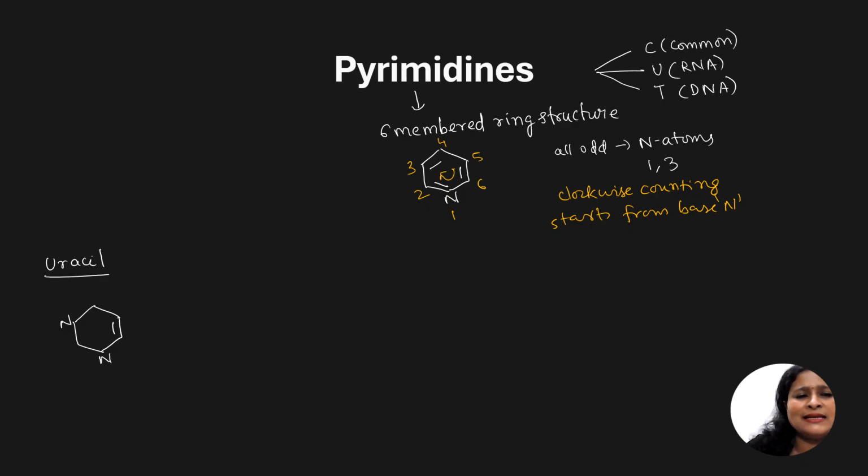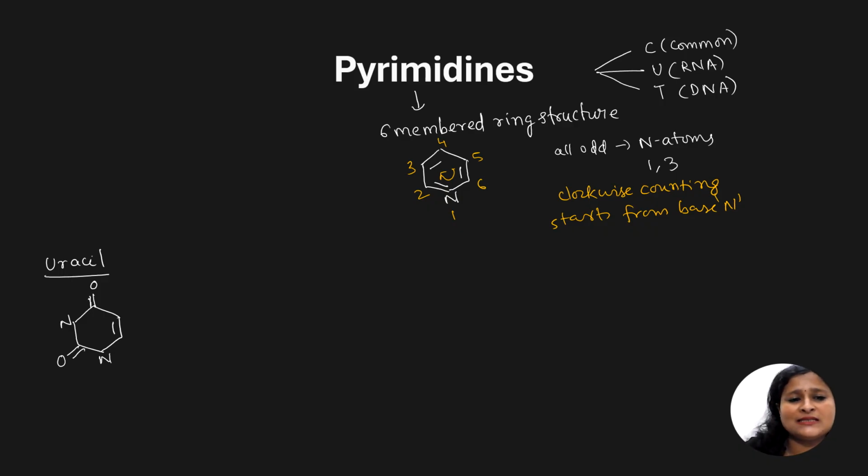Now uracil has two carbonyl groups attached to it. I told you the functional groups are always attached to even numbers. Why? Because odd numbers are occupied. Nitrogen atom is there. So, two carbonyl groups are attached to the second and the fourth position.